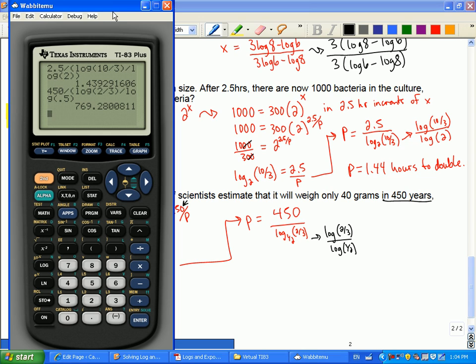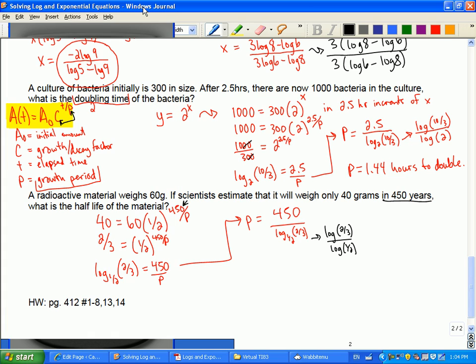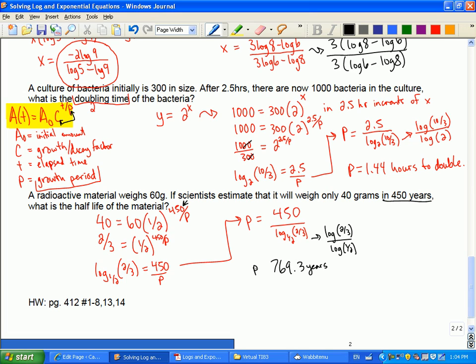Okay, so I end up with a half-life of 769 years. Okay, so as far as your practice goes in solving log applications and equations, this is where you're going to start your practice.